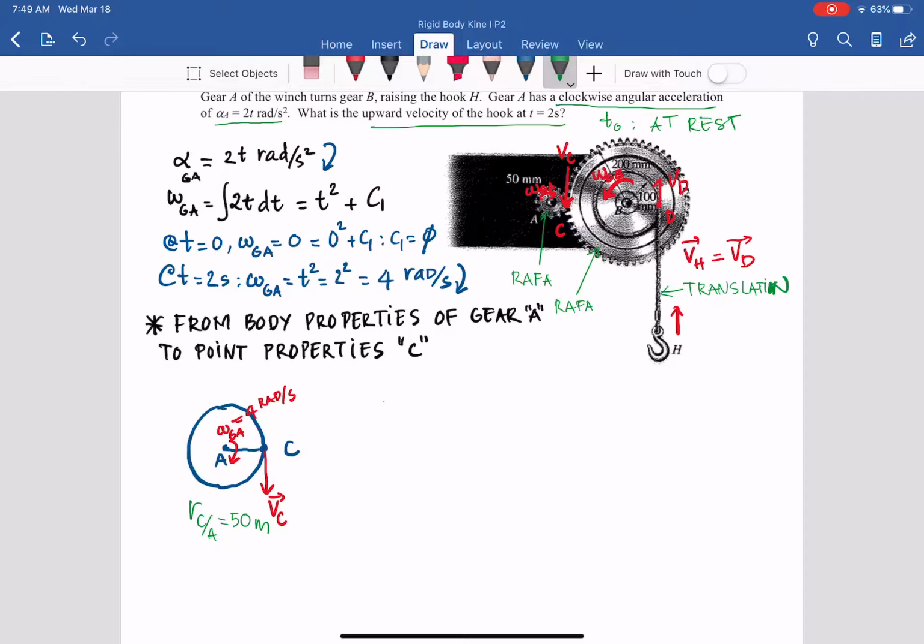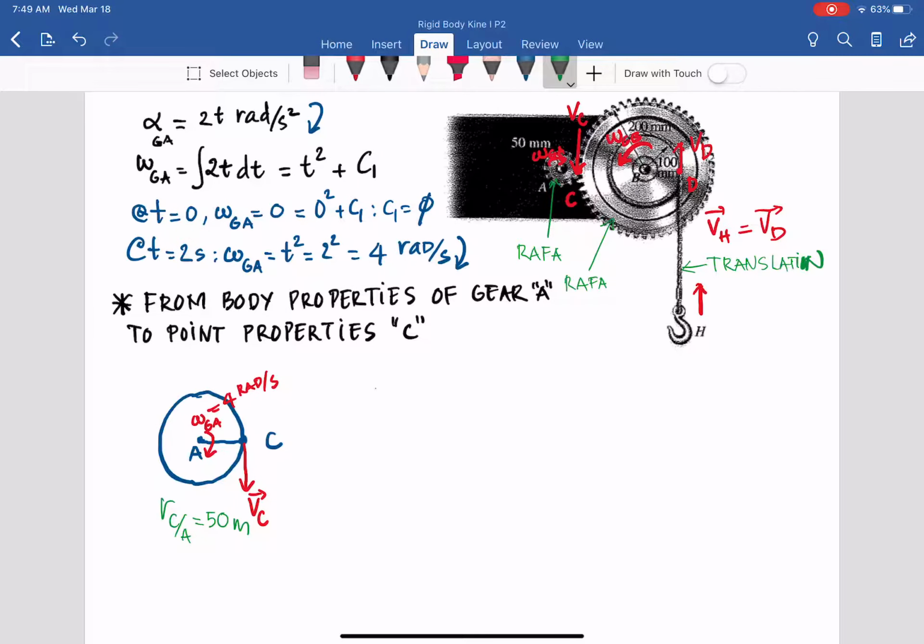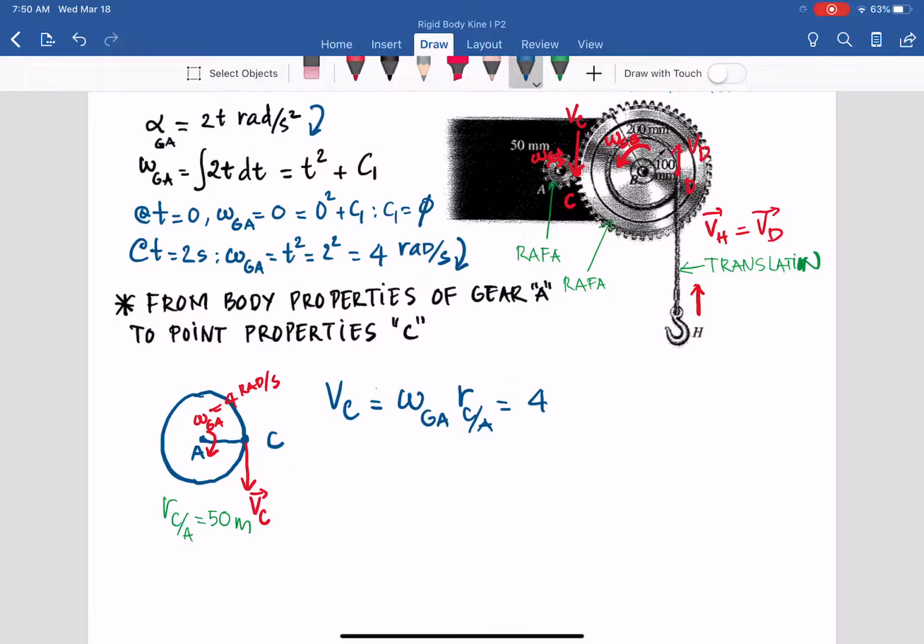So from that we can go ahead and find VC from the body property omega GA. So we have VC equal to omega GA of gear A times the radius of C relative to A. So we have 4 radian per second times 50 millimeter. So we have 200 millimeter per second, 200 millimeter per second, and it's going down, we see.